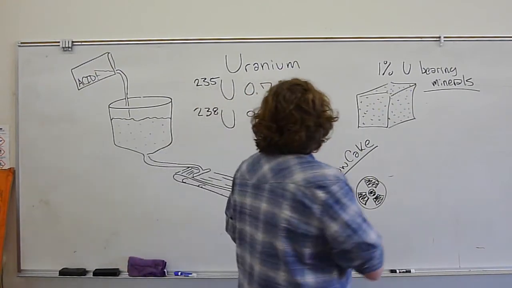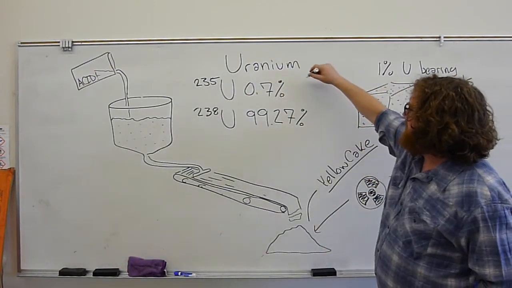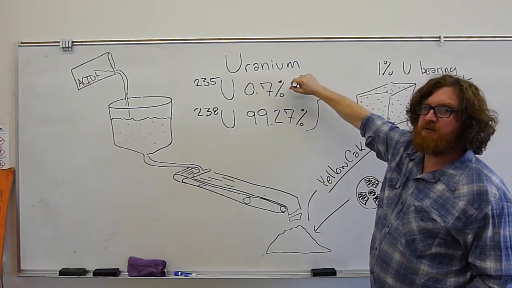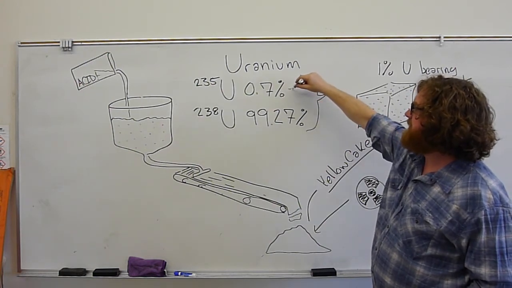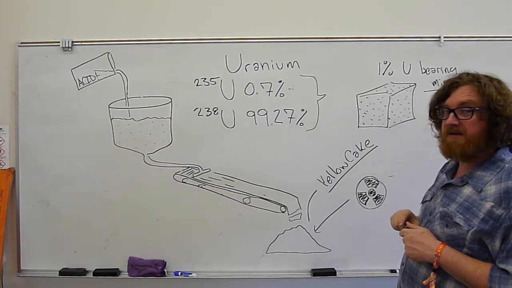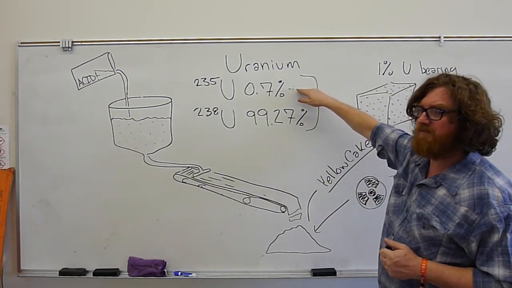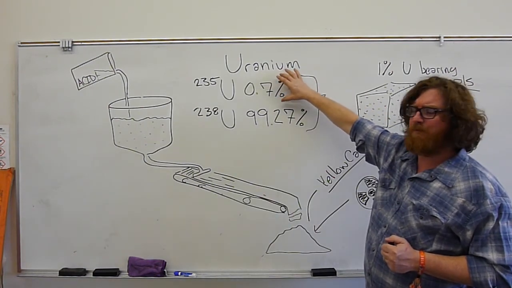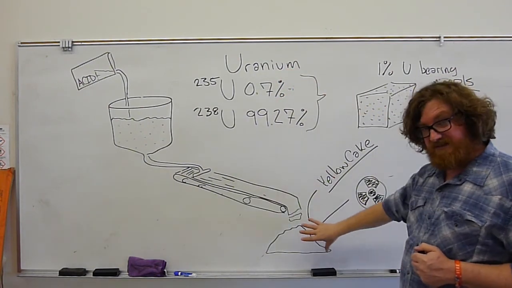But again, what we're going to see is yellowcake doesn't have a high enough percentage of uranium-235 to really create accelerated decay, because uranium-235 decays more quickly. It's here in really, really low percentages, so it's safe.